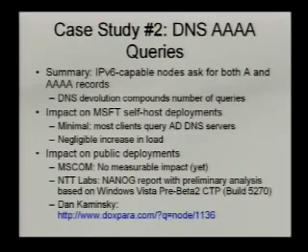So V6 capable nodes will ask for both A and quad A records. And there was a presentation, I believe, at NANOG, several NANOGs ago maybe, about the impact that this would have on the DNS infrastructure. What we actually have seen internally is that there's been minimal impact on our DNS infrastructure.